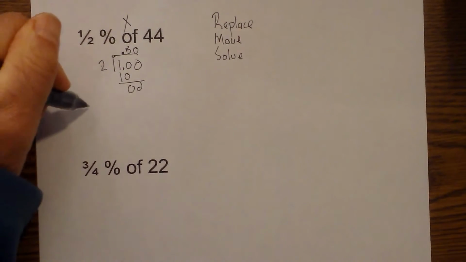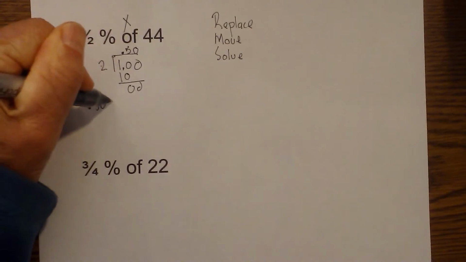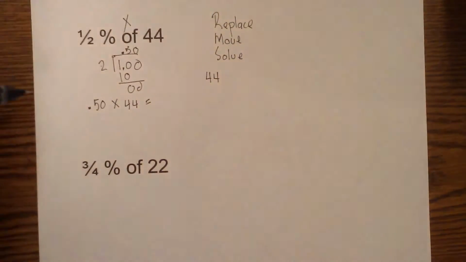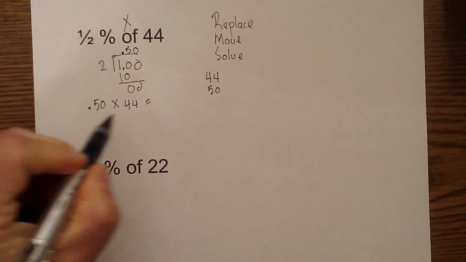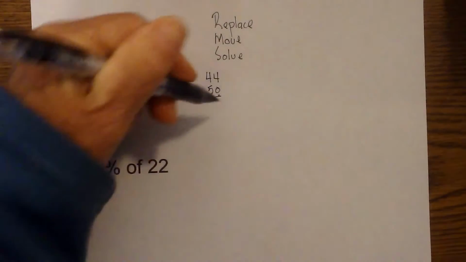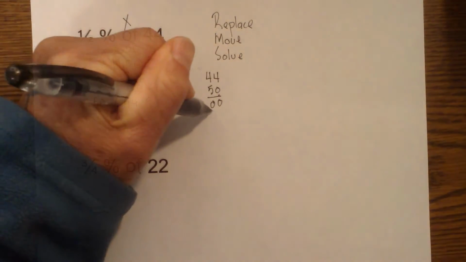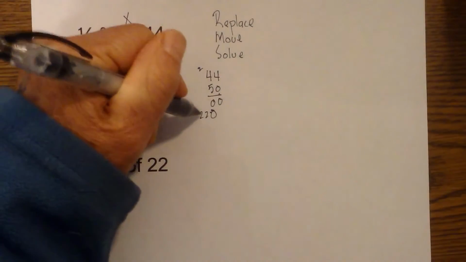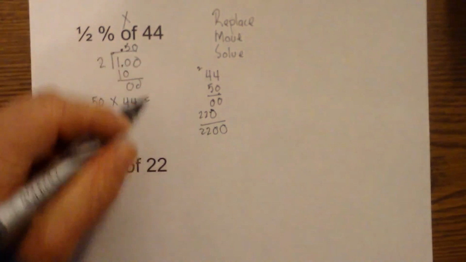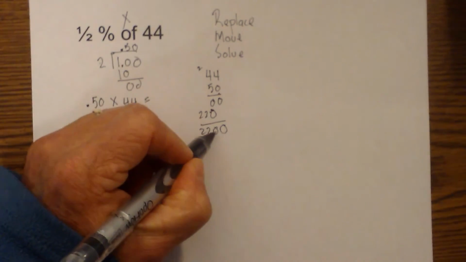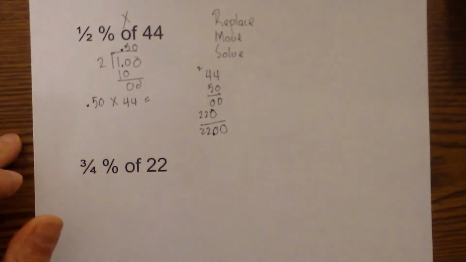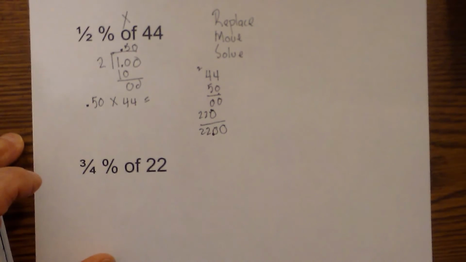We now just solve. We have 0.5 times 44 equals, and then I'm going to do the math here. 44 times 0.50. What I do is I just do the multiplication and then count the number of places I have to the right of the decimal. And so when I do the math here, that is 220. So bring down the zeros. And then we have 2 places to the right, so that is 1, 2. So it becomes 0.22. So 1/2% of 44 is 22. Obviously a fairly easy one to start with.